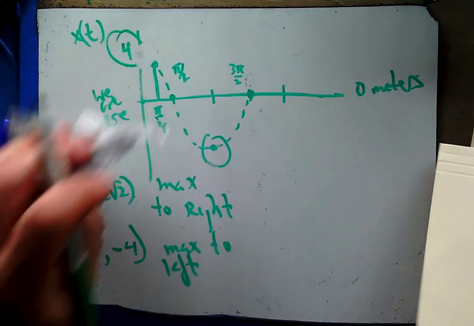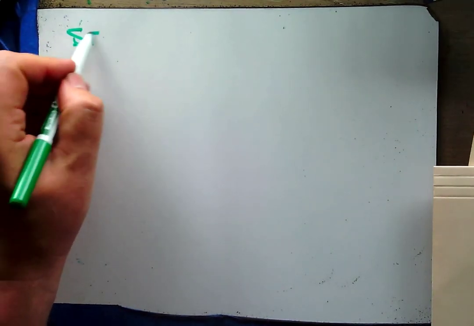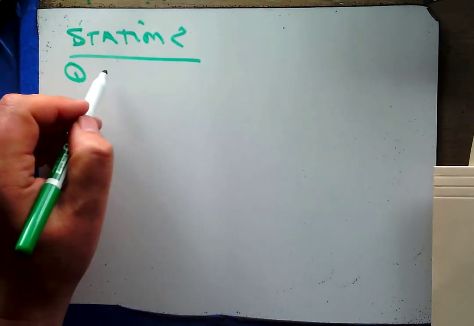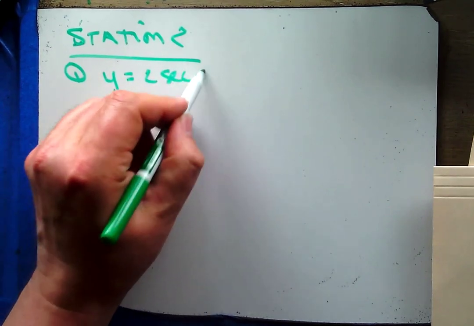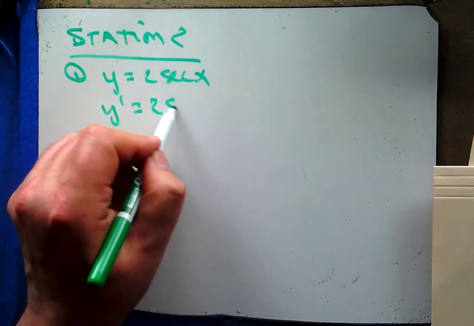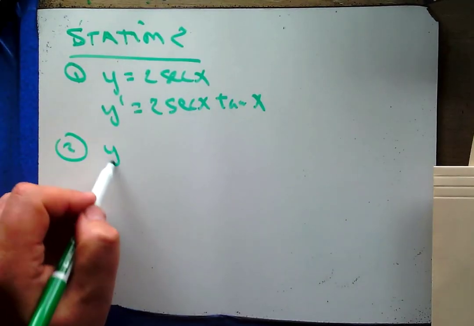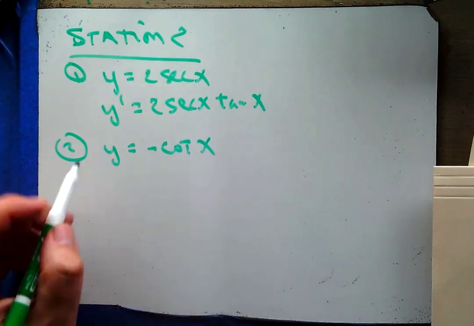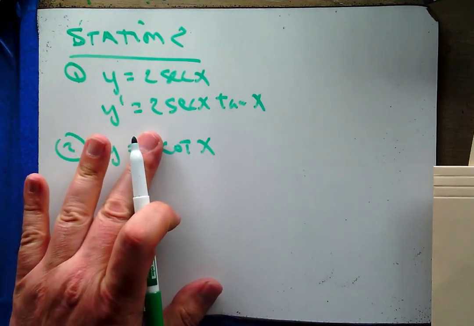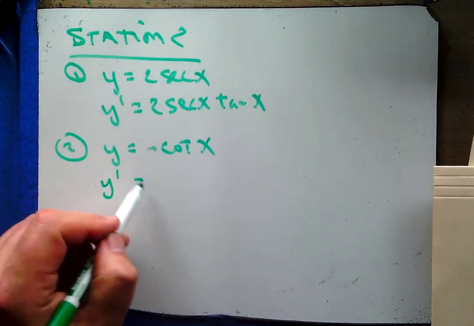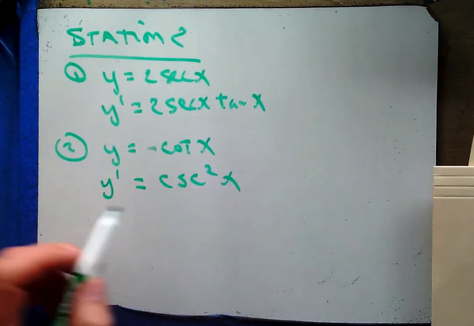And there's station one. Station two, find dy dx in each case. So these are just basic derivative problems for station two. We're given number one, y equals secant x. So y prime equals secant x tangent x. Two, y equals negative cotangent x. Well, I know the derivative of cotangent is negative cosecant squared, times this negative will give me y prime equals cosecant squared x.